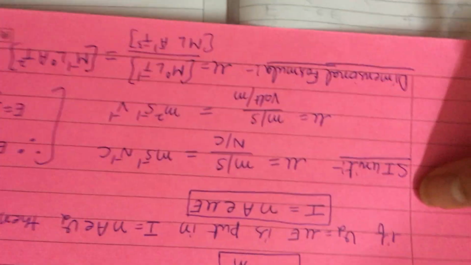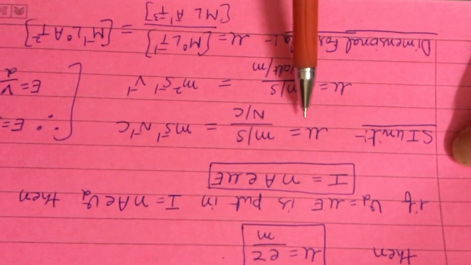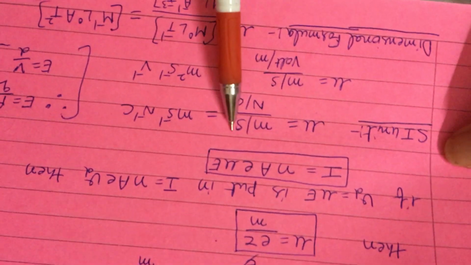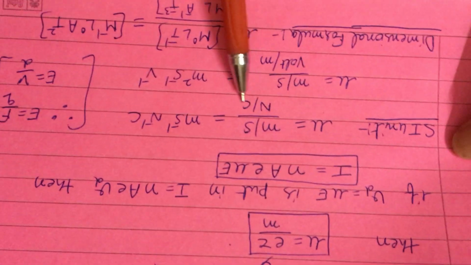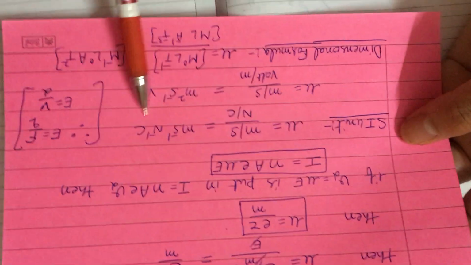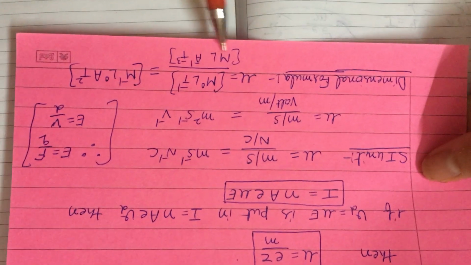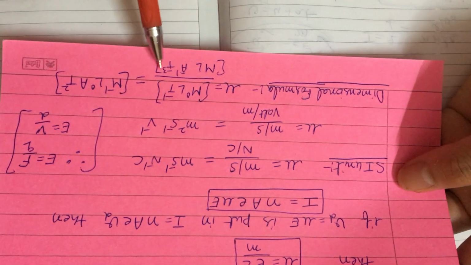Now we have the SI unit for this electron mobility. How do we get the SI unit? What is the mobility? Drift velocity upon electric field. So this is the unit of velocity, this is the unit of electric field, and you get these formulas. This is the SI unit, and this is how to write the dimensional formula. And the next is current density.